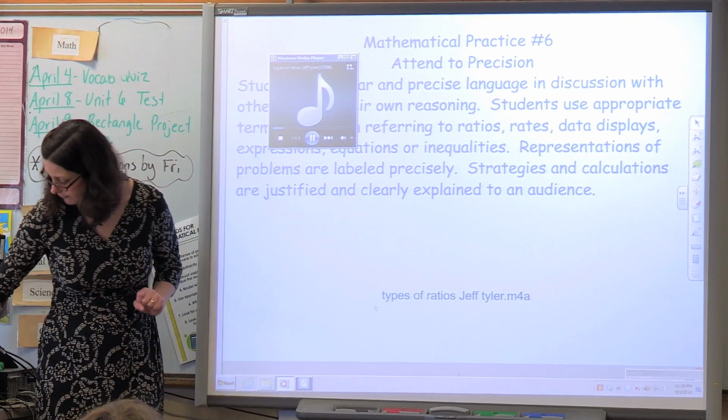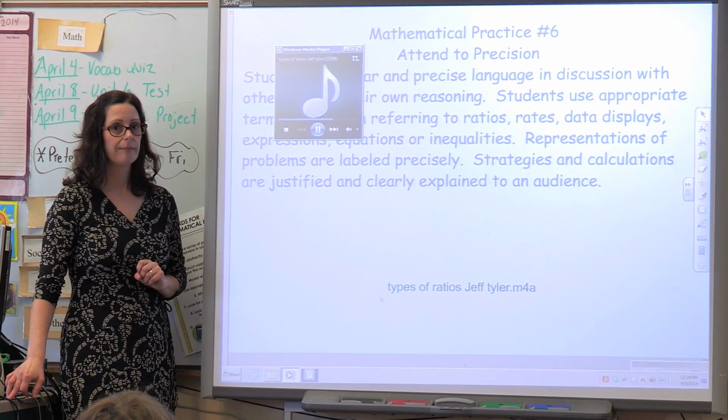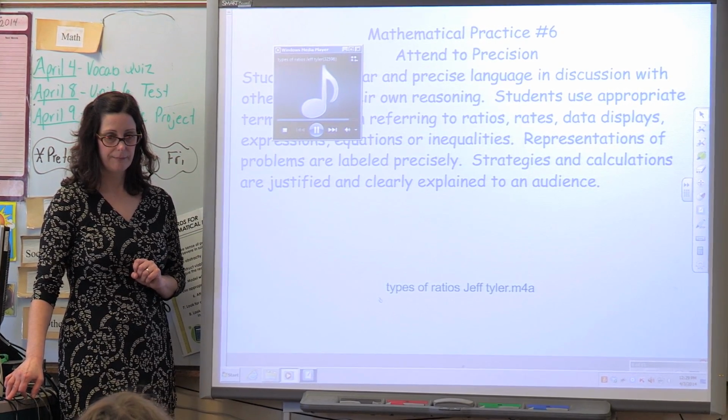There are 2 types of ratios, which one of them is part to whole, which is how many of one object in a group out of the whole group. And a part-to-part ratio is comparing the amount of one object to another object.